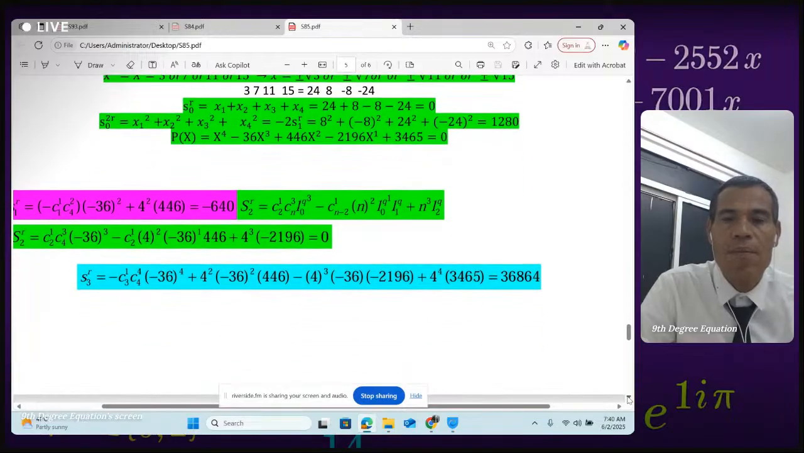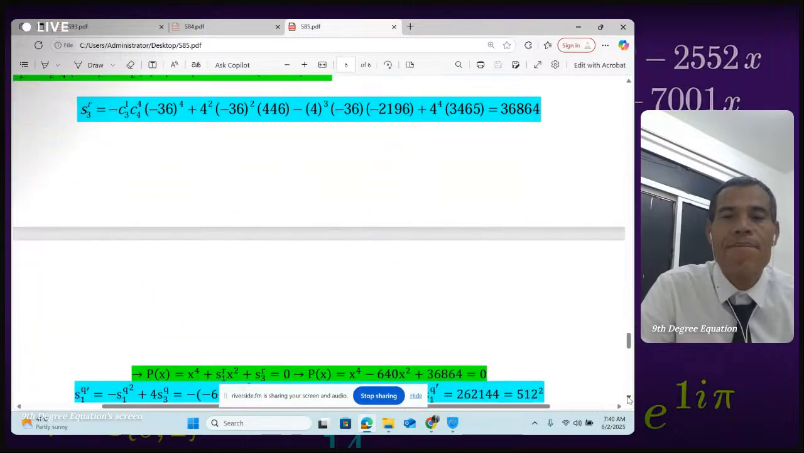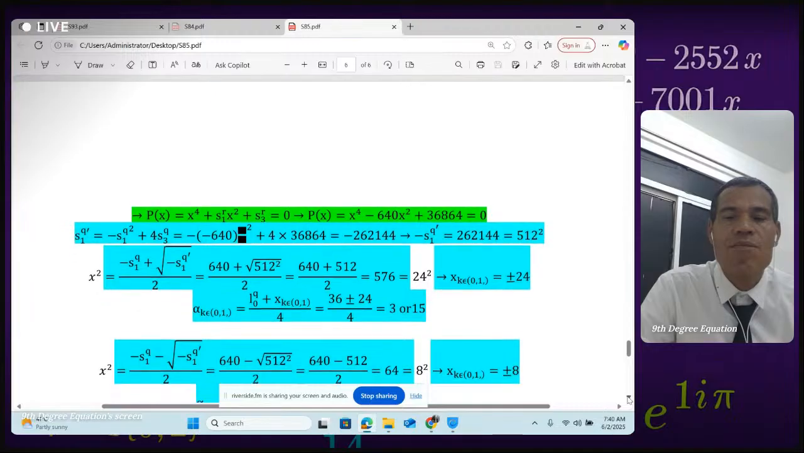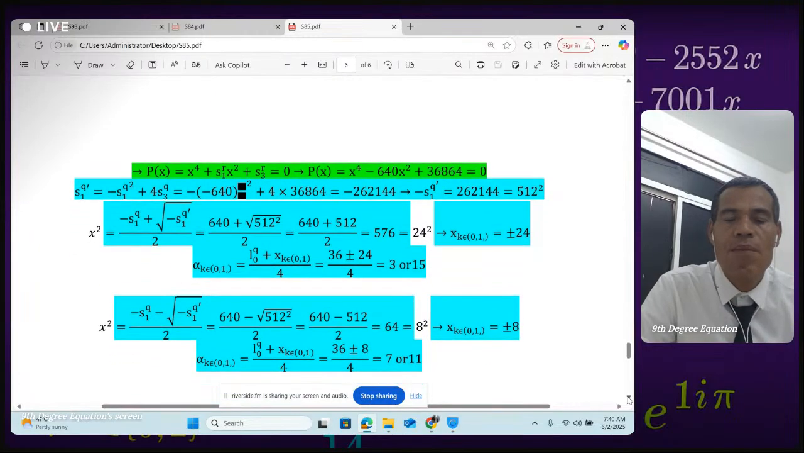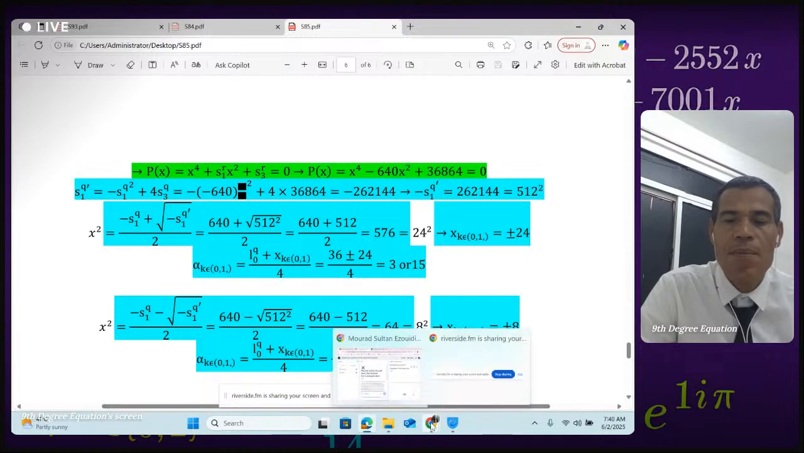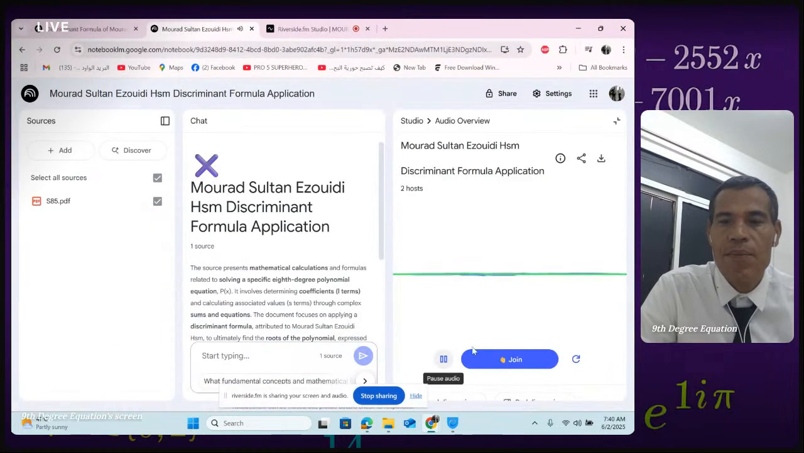It really highlights how these SR values are key to simplifying the polynomial. And you're spot on about the substitution x squared equals x leading to a fourth degree equation. That's exactly the next step our source takes. Calculated, the ones we just mentioned, negative 36, 446, negative 2196, and 3465. Yep, the simplified equation becomes. Here's where it gets really interesting.